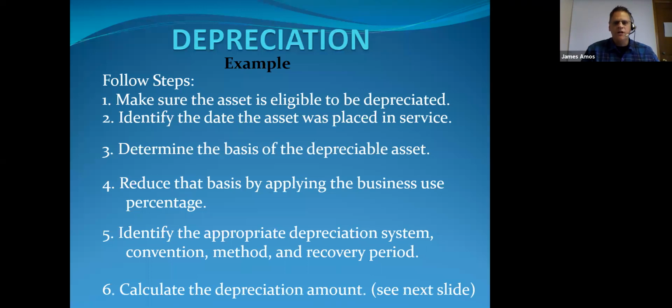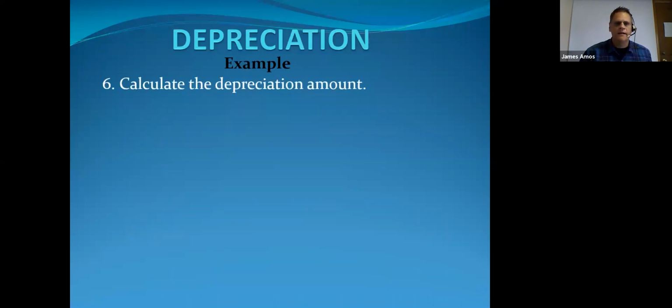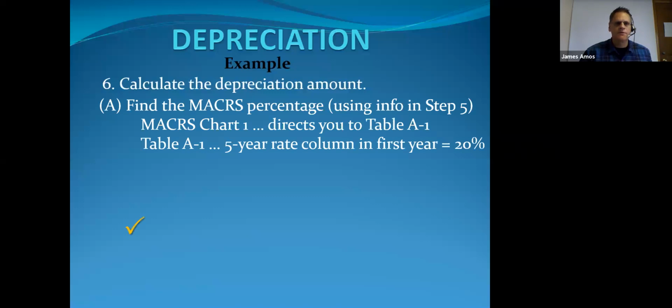And then you calculate the depreciation amounts. So there are the steps. You guys kind of went through this. I forgot how I set up this slide. The date it was placed in service, May 3rd. Determine the basis of the depreciable asset, $1,222. That's the basis. Now the business use amount you guys gave me was exactly right, $1,100. That's the $1,222 times the 90% business use. And then we determine what they're using: MACRS, half-year convention, 200% declining balance method, 5-year recovery period. We have to know all that so we can calculate the depreciation amount, which we're going to do on this slide. Boy, my order is messed up, so sorry about that. So what's the first thing we do? We find the MACRS percentage in the chart.